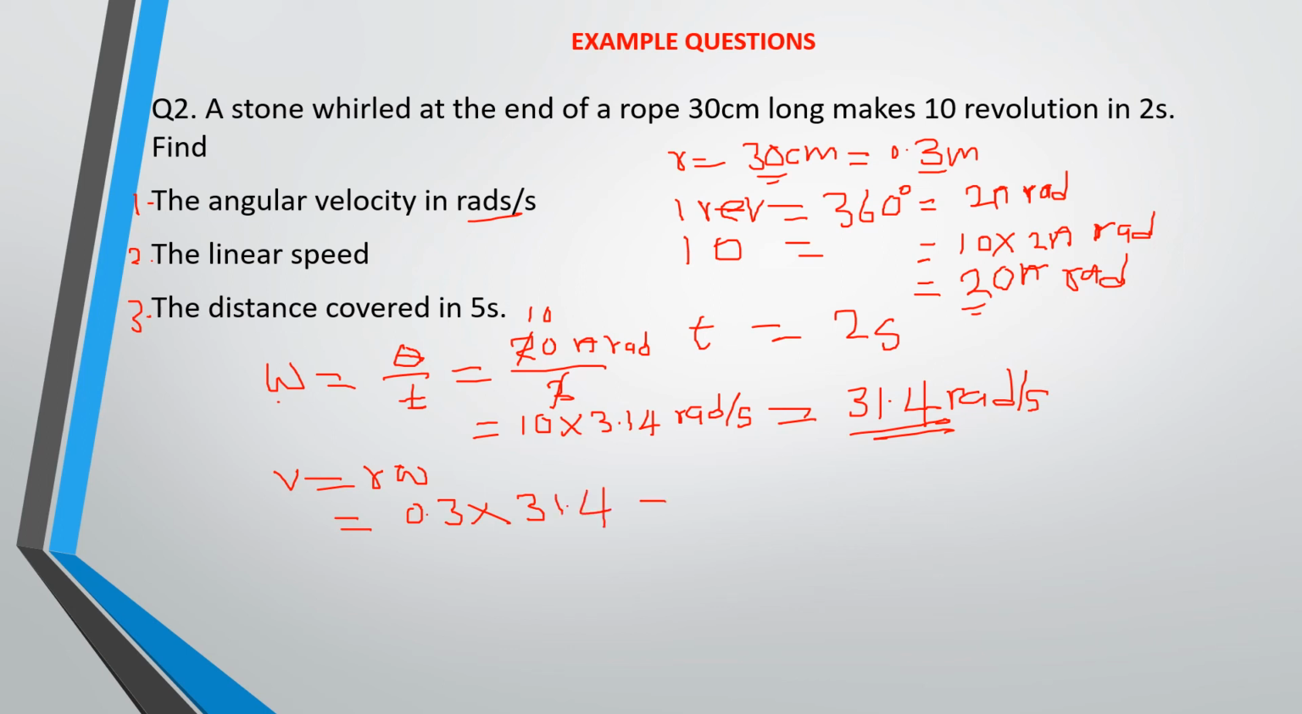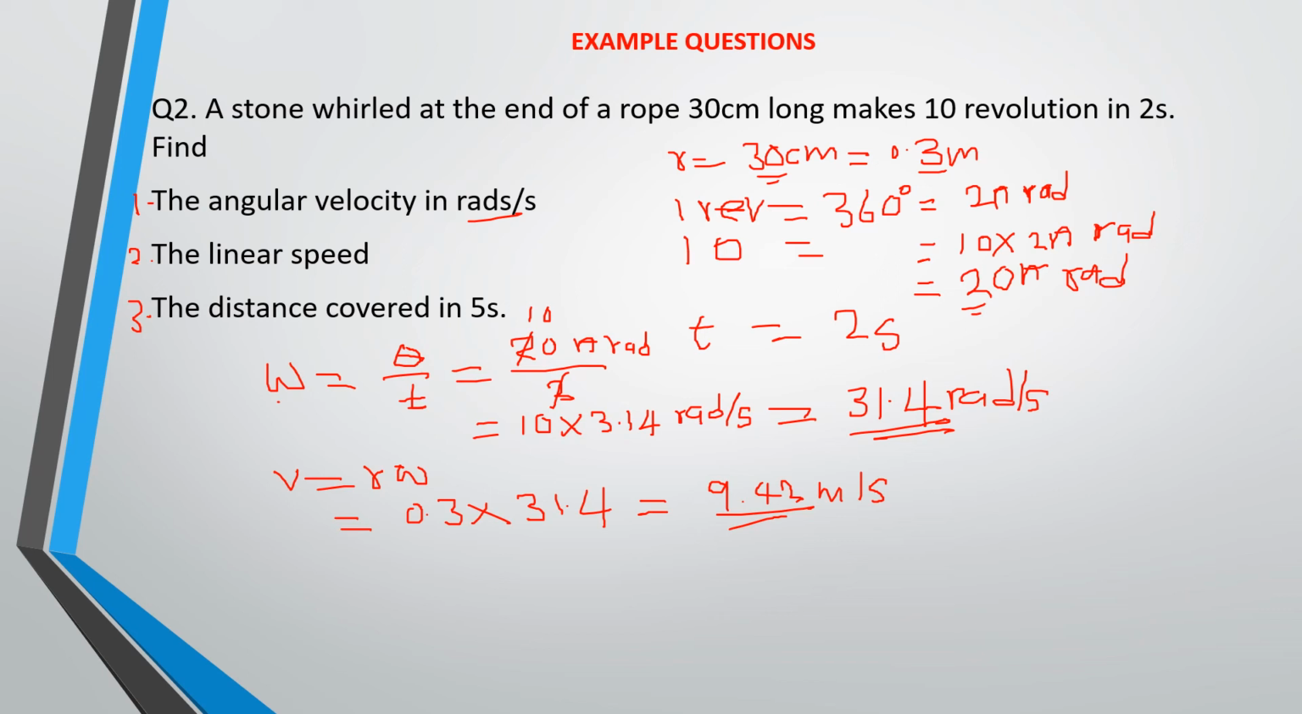Okay, so if you multiply this out, you will have that your linear speed will be 9.42 meters per second. This will give you your linear speed, right? So you see how the equations are coming up.